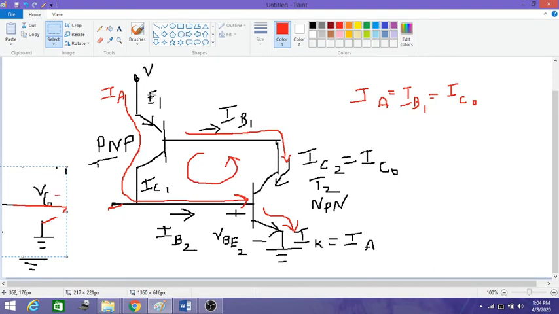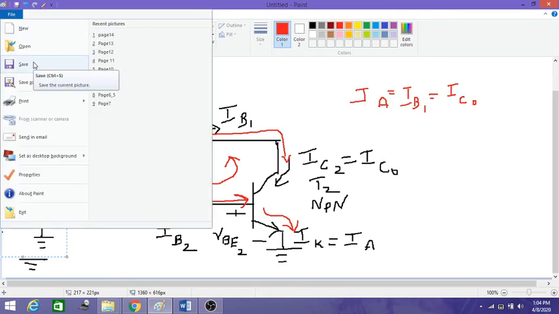So the current will flow from the emitter of transistor T1 to the emitter of transistor T2, and thereby there is a flow of current from anode to cathode. So this is how the transistor switching action takes place. Now how do we turn off the SCR once it is on? There are two processes of commutation, so that we will see in the next graph.